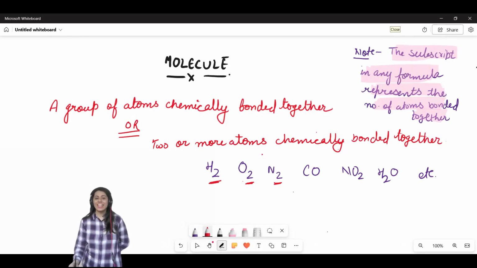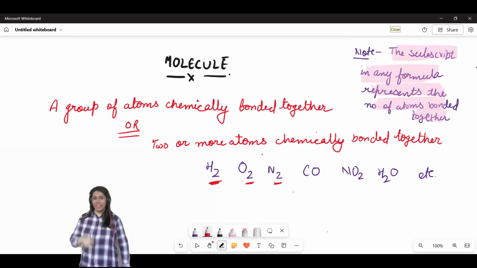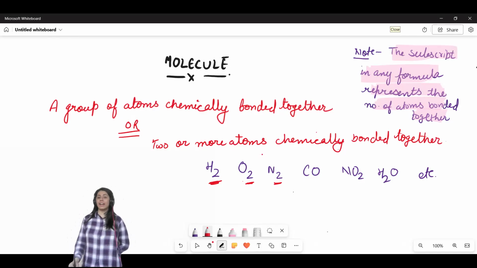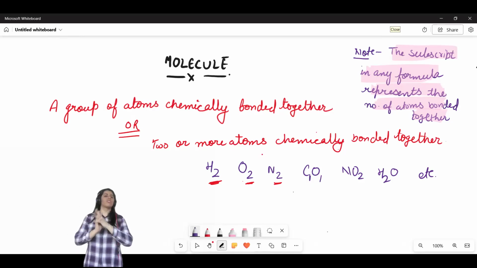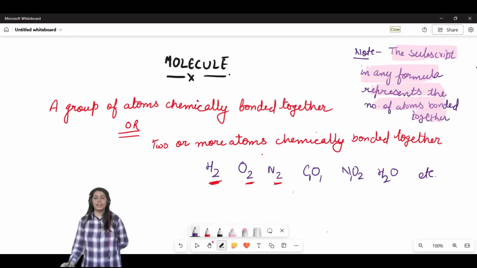So in H2, how many atoms of hydrogen do I have? Yes, two. In O2, again two. In nitrogen, it's again two. By chance, all the formulas that we have written like this have two, two, two in them. Let's see. In CO, how many atoms are there in total? There is one carbon and one oxygen. Dear children, one is never written in the formula. So it's understood that we have one carbon and one oxygen, and hence this molecule also has two atoms in total. In NO2, we have one nitrogen and two oxygen atoms. So it's three in total.